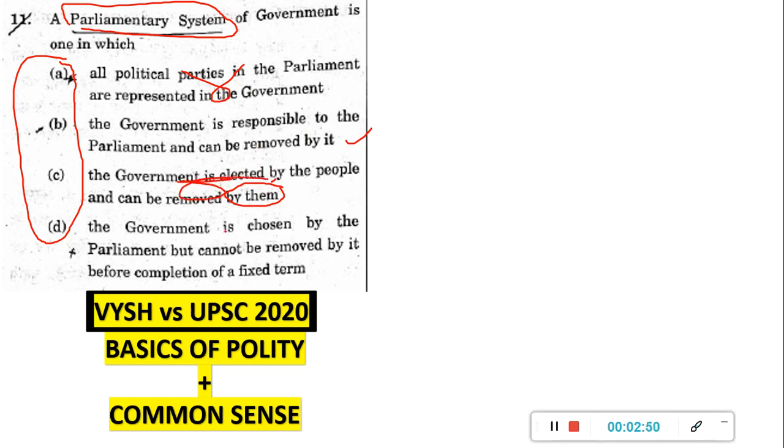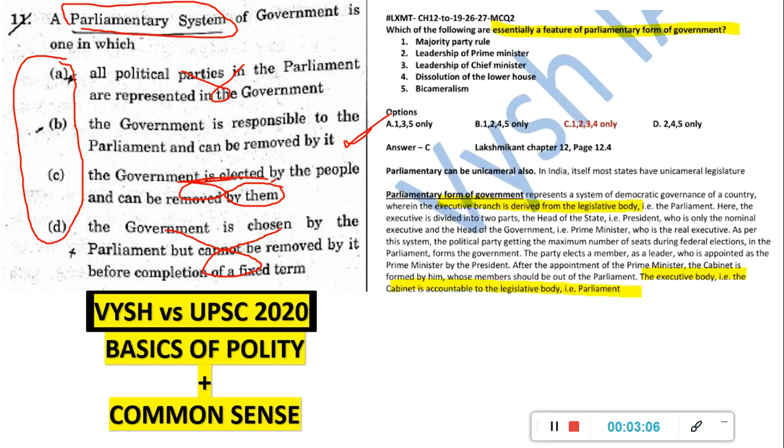Now, the government is chosen by the parliament but cannot be removed by it before completion of a fixed term. But this again contradicts the other one. They can be removed, but not by the people. It can be removed by a no confidence motion by the other members, the opposition parties. So this is also wrong. So we got the answer as B. This kind of thing is already in every test series, and for everyone who does Lakshmikant, it's very easy. It was in our test series also.